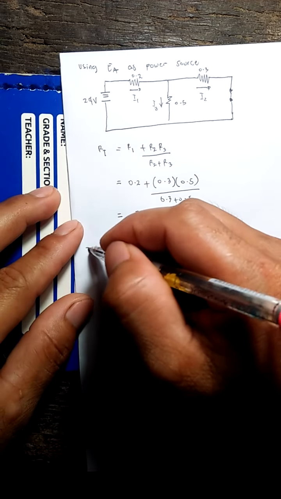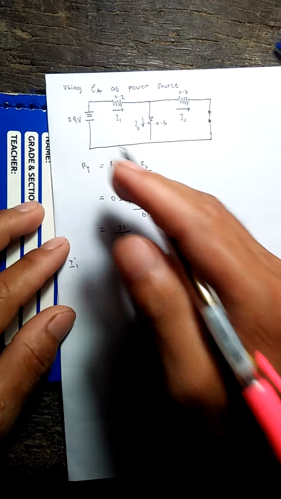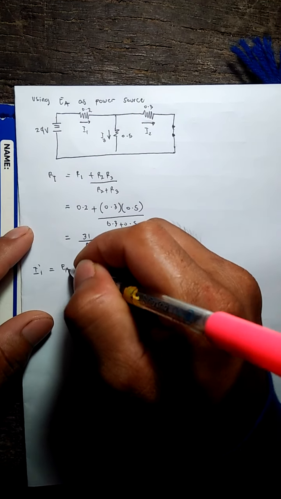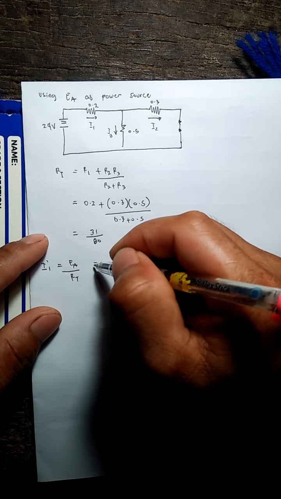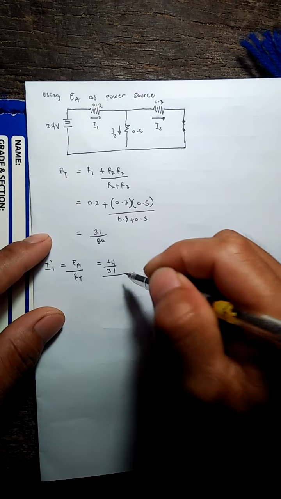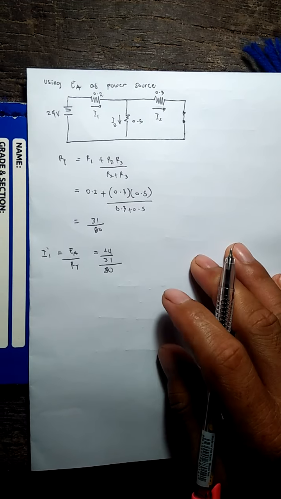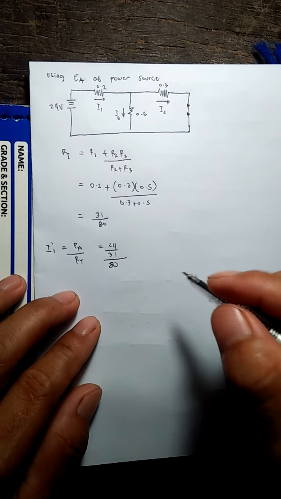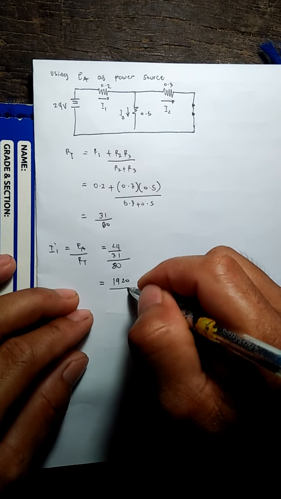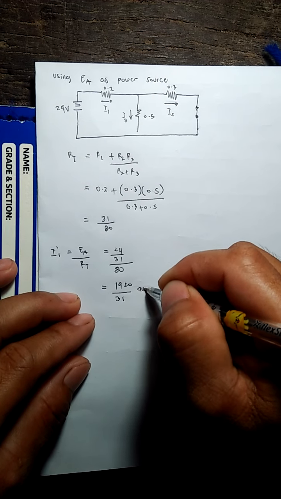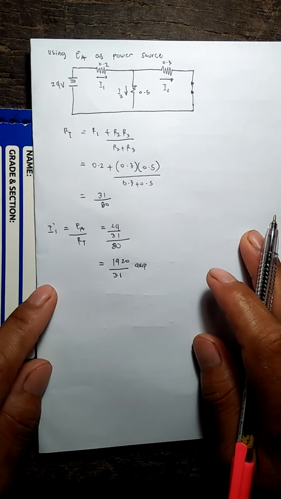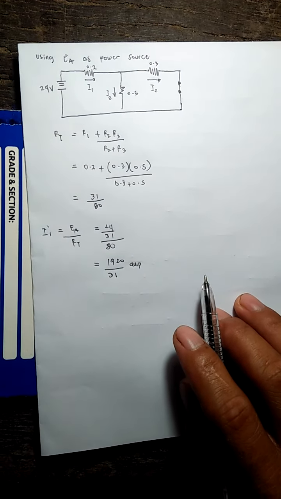Next we should solve partial I1 in power source 24 volts. It will be EA over RT, which is equal to 24 over 31 divided by 80. It will result in 1920 over 31 ampere. You can directly solve it in decimal point, but I prefer to use fractions.